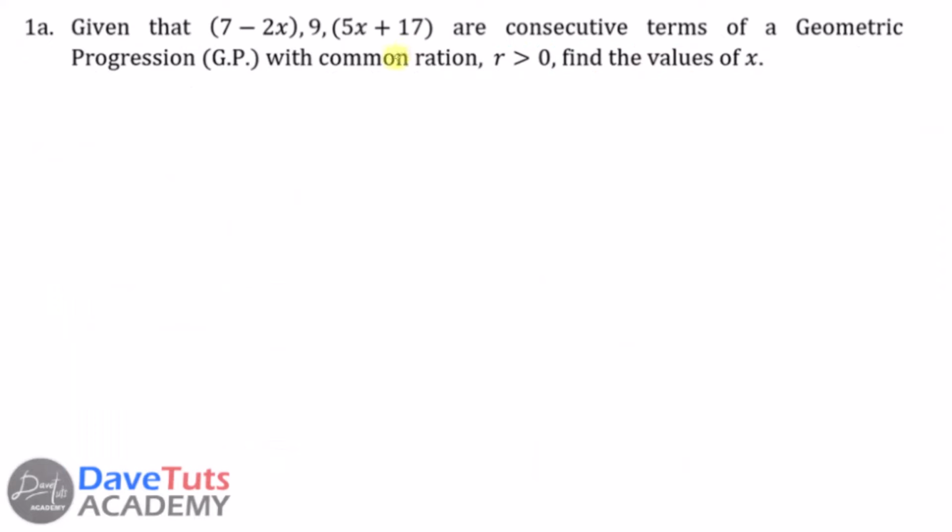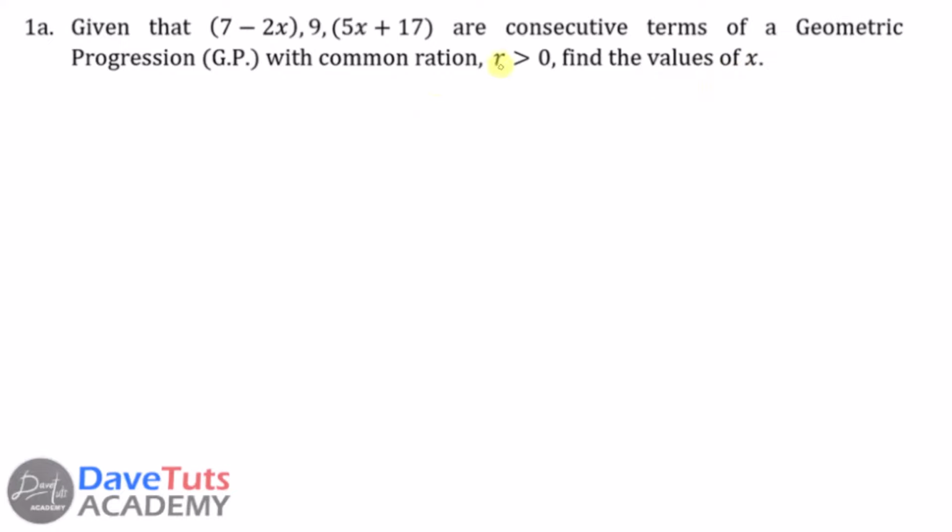In this question on geometric progression, which is featured from sequence and series, we are told that 7 minus 2x, 9, and 5x plus 17 are consecutive terms of a GP, and the common ratio is greater than 0. We need to note this. Now, our mandate is to find the values of x.